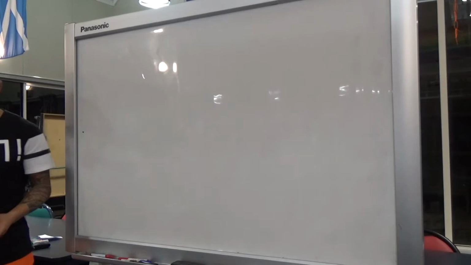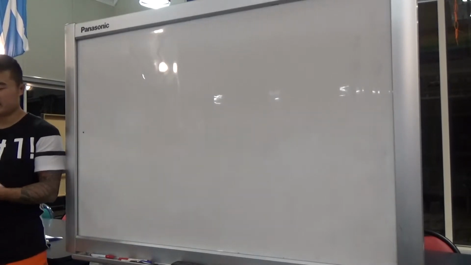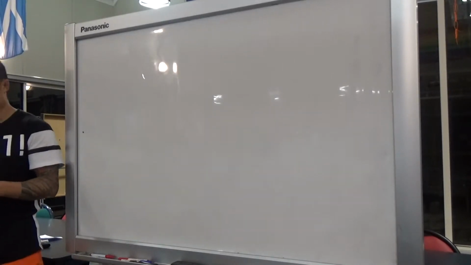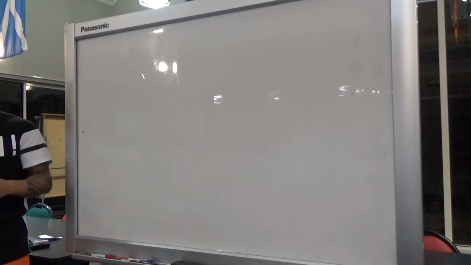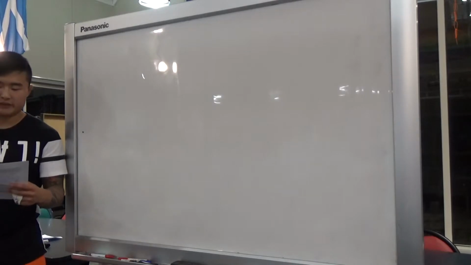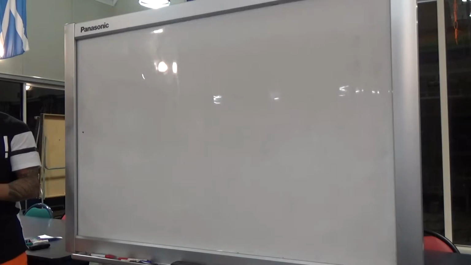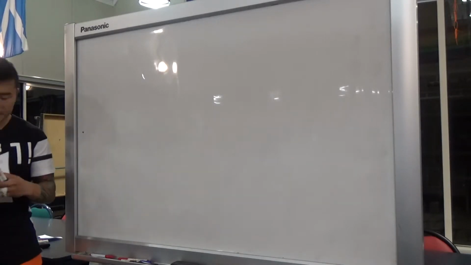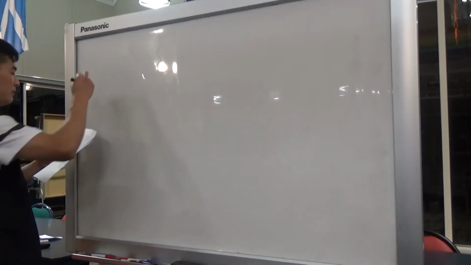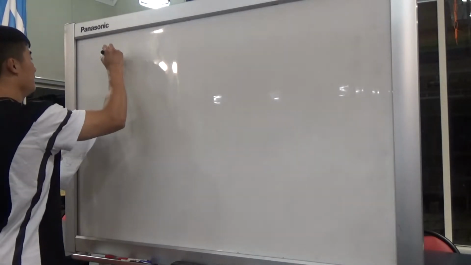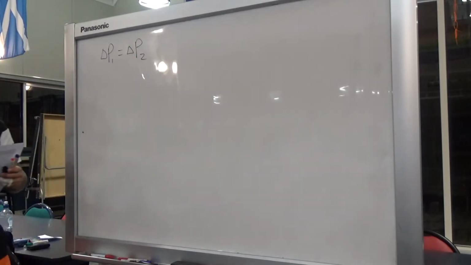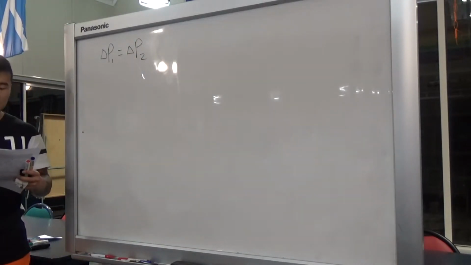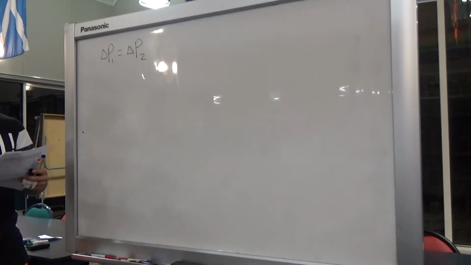Number 4, oil, a viscous fluid. So viscous, we're going to use that equation. It flows out of a tank through 2 pipes, and the flow is laminar. The pressure difference between the ends of the pipe is the same for each and does not depend on length. So what that means is that delta P1 is equal to delta P2, right? The pressure difference between the ends of the pipes is the same for each and does not depend on length.